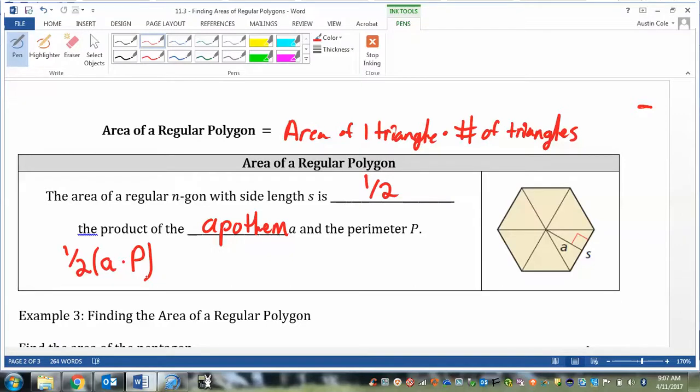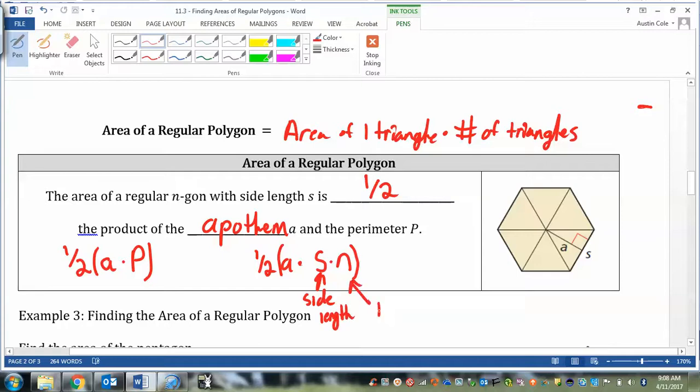How can we find the perimeter of that shape if we're just looking at the different side lengths? Chris, what do you think? 6s. Yeah, on this one it would be 6s, because there's 6 sides. So the idea there is 1/2 your apothem again, but instead of multiplying by the perimeter, split the perimeter up into what it is. Just like Chris said, it's our side length, s, times the number of sides, n. Remember, our apothem is A.